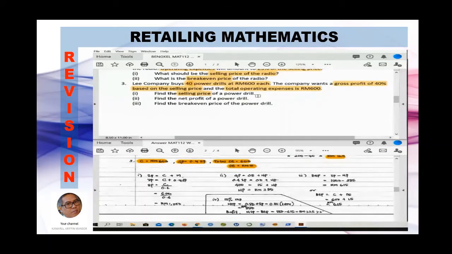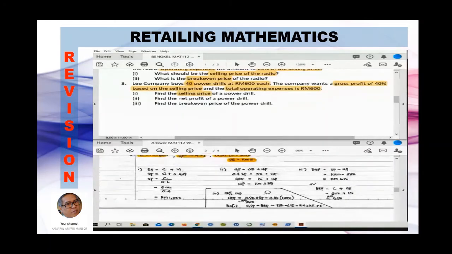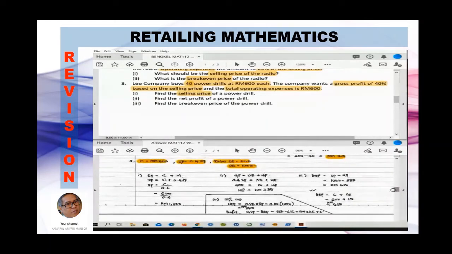Okay, so in this case, macam contoh yang ni, dia nakkan untuk satu power drill sebab dia gunakan perkataan a power drill. Okay, so dia nakkan selling price untuk satu saja power drill. So that means in this case, nak cari selling price, again the formula yang kita akan gunakan adalah SP plus M.